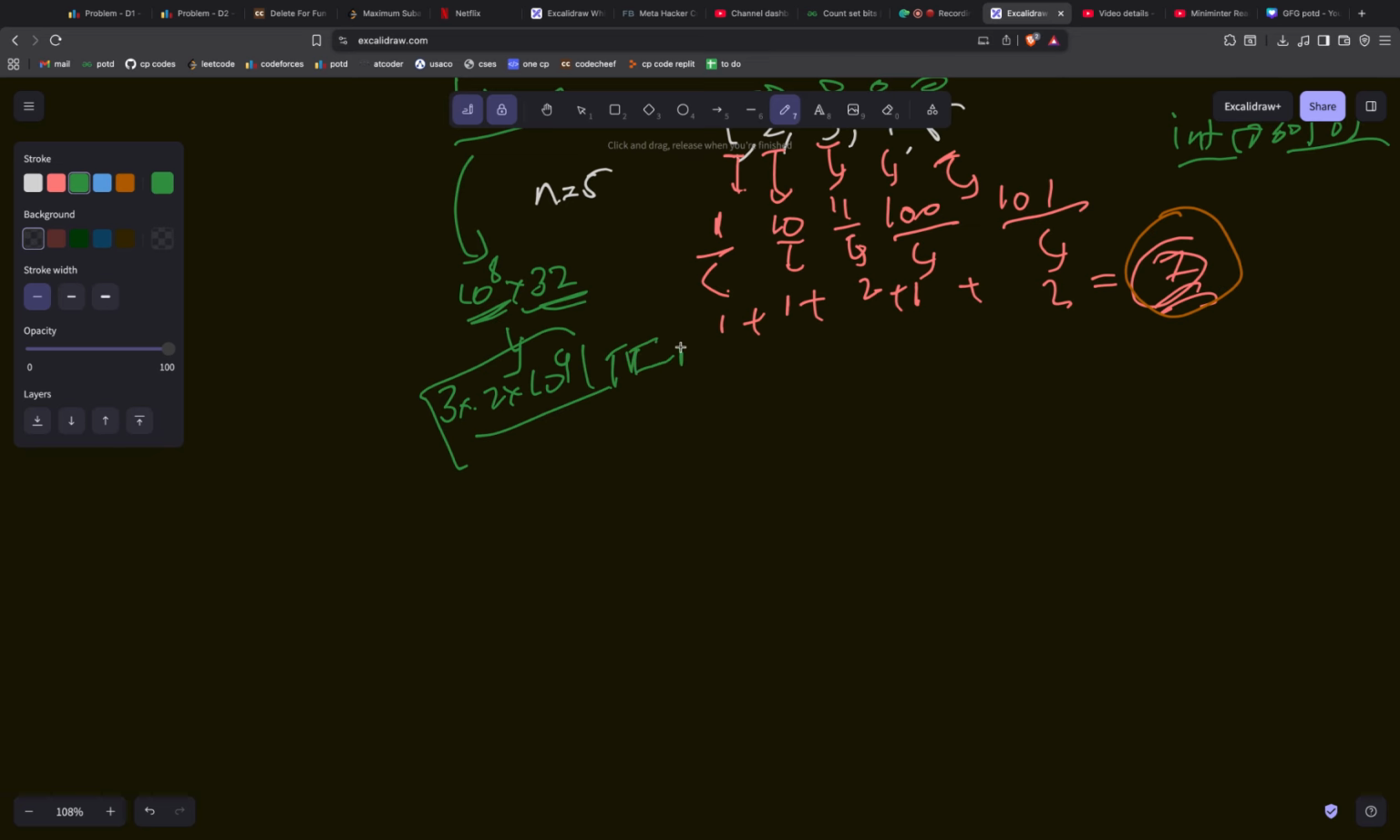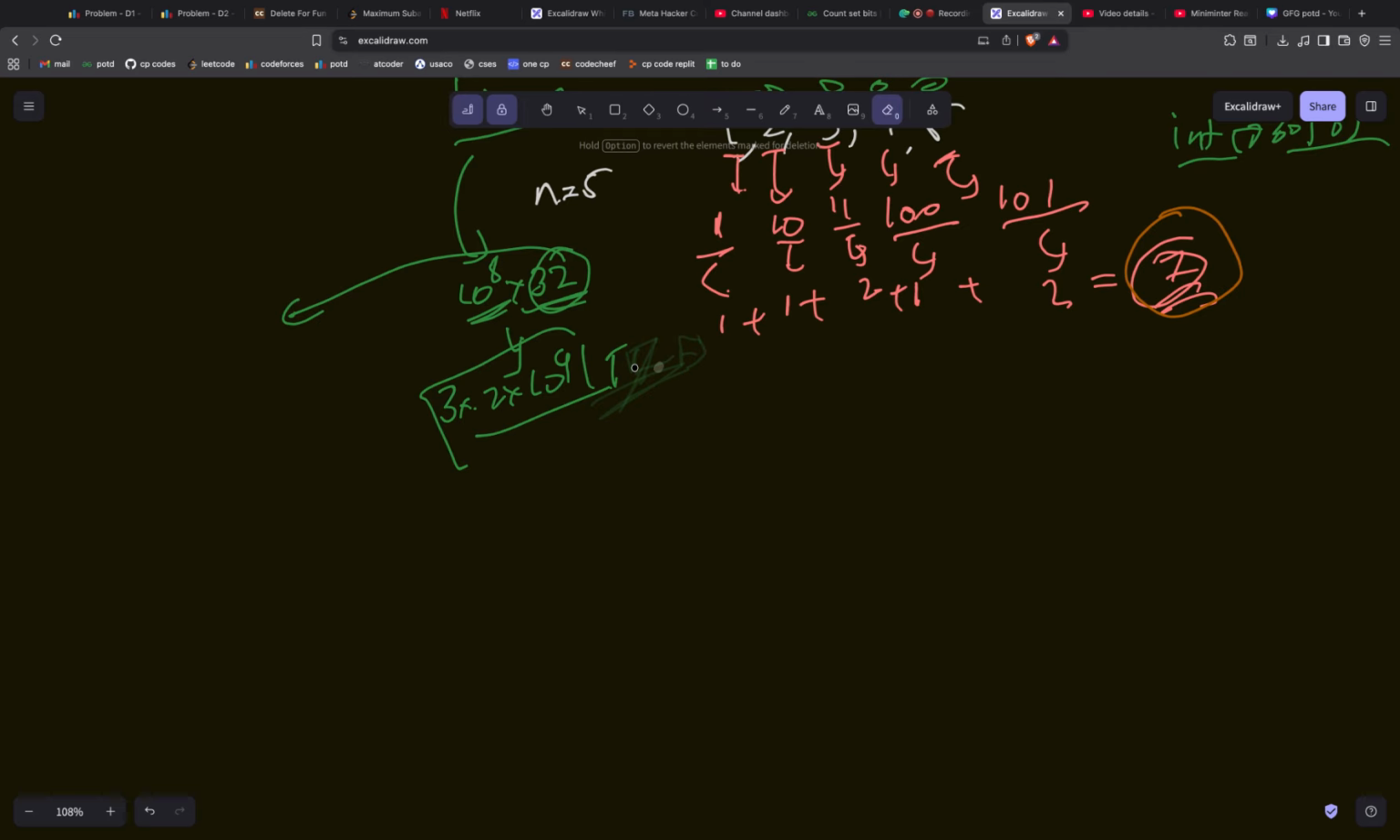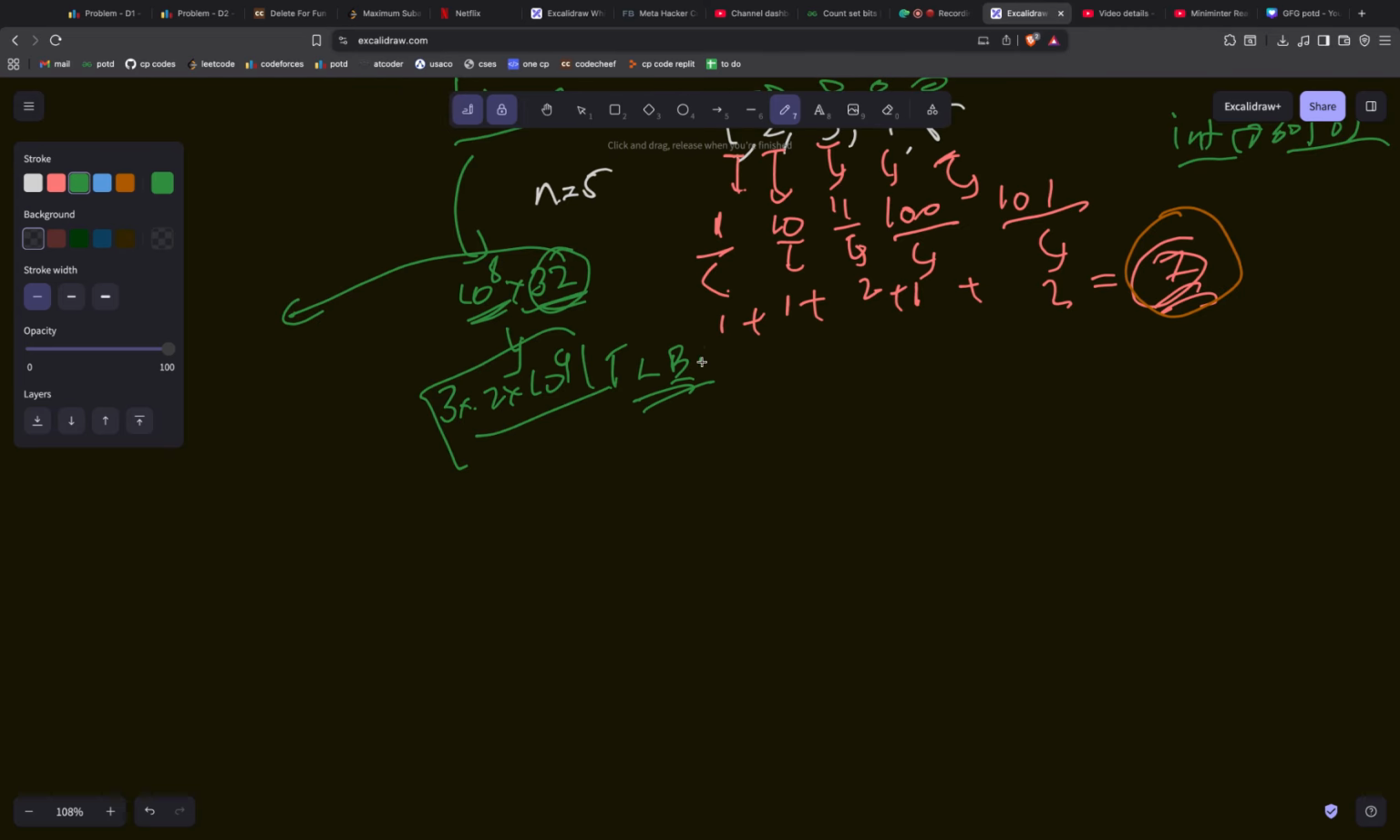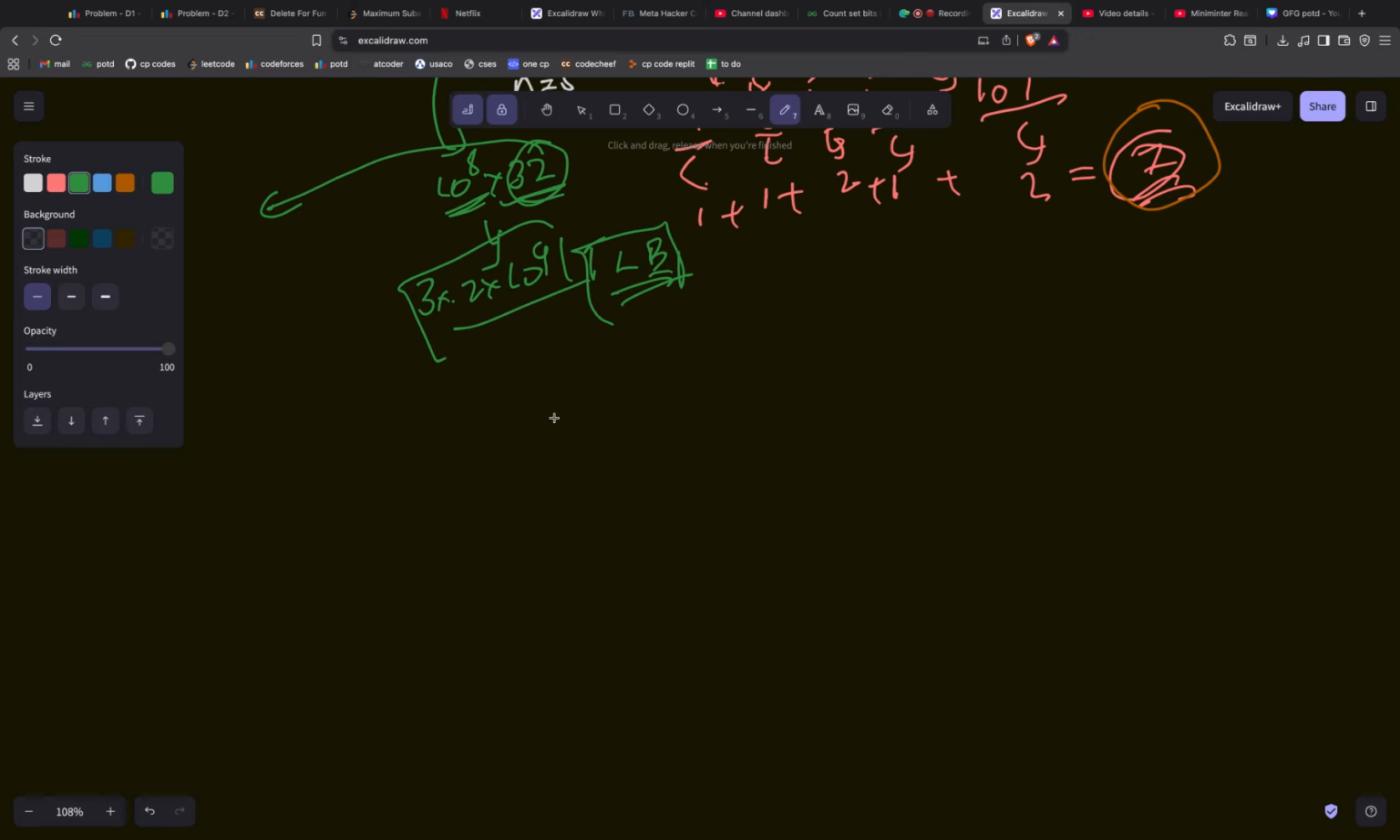Now, you can argue that rather than go over all the 32 bits, we can go over only the set bits. But again, I think this would TLE, and this is clearly not the most optimal solution. So, what is the most optimal solution if you ask me?